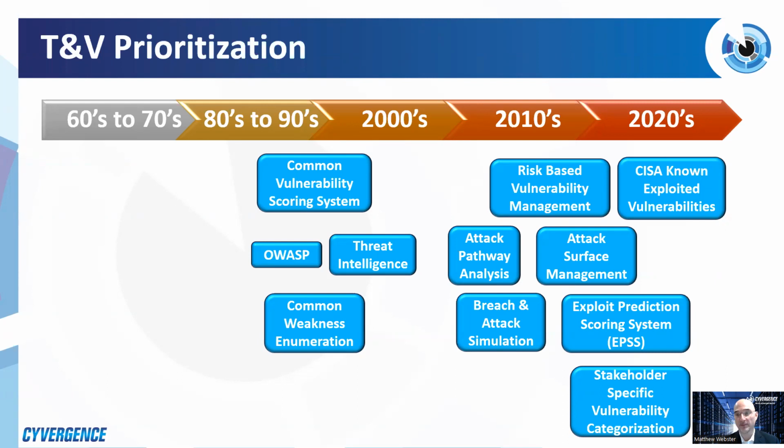And then, of course, finally, we have the stakeholder-specific vulnerability categorization. So all of these are meant to help figure out what is the best way to approach things for protecting organizations today. But it gives you a sense that prioritization has become huge because of the large volume of vulnerabilities that organizations are having to deal with on a regular basis.